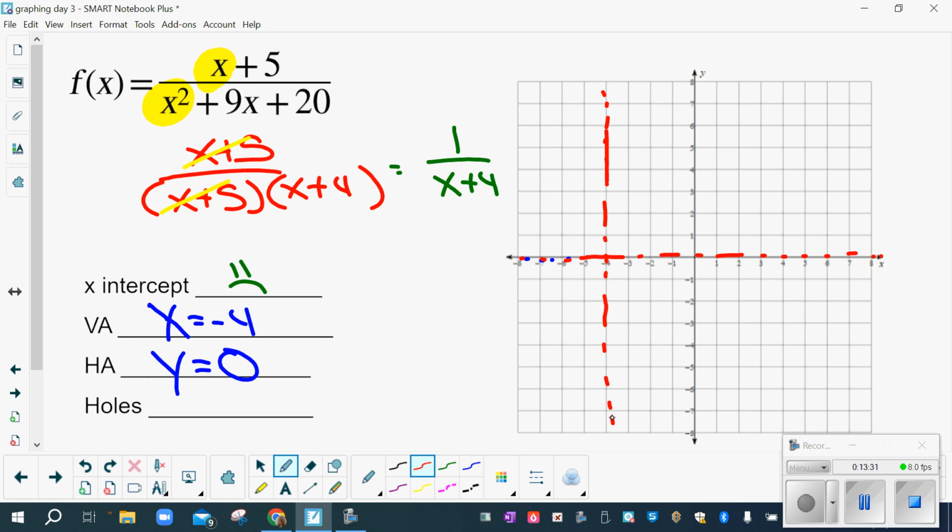But there's one more thing we got to do. We got to do the holes. Holes are the thing that cancel. So on this one, the hole is going to be at -5, comma, something. How do I get that something? I plug it in right there. Super, super easy. So -5 plus 4 is going to be -1. Now, I'm going to go ahead and put that. You know what I do? I just go like this. It is going to be like that. Does that look right? Did I do that right?